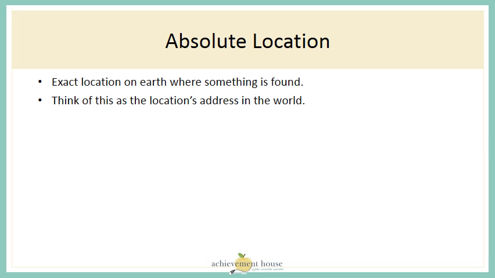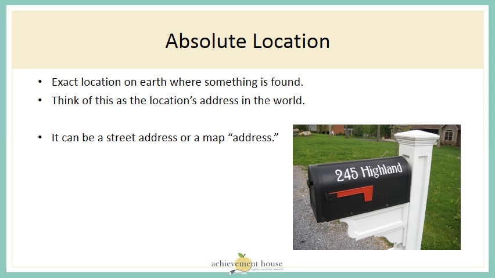Absolute location is the exact location on Earth where something is found. Think of it as the location address in the world. This could be your street address, your house number and the name of your street and your town, or the map address. Let's take a closer look at map address.